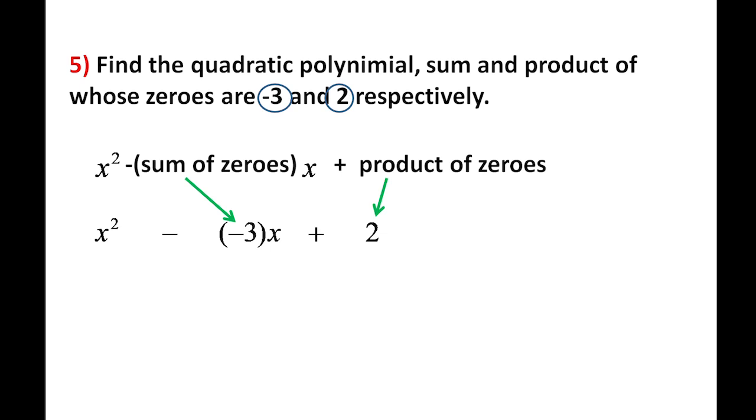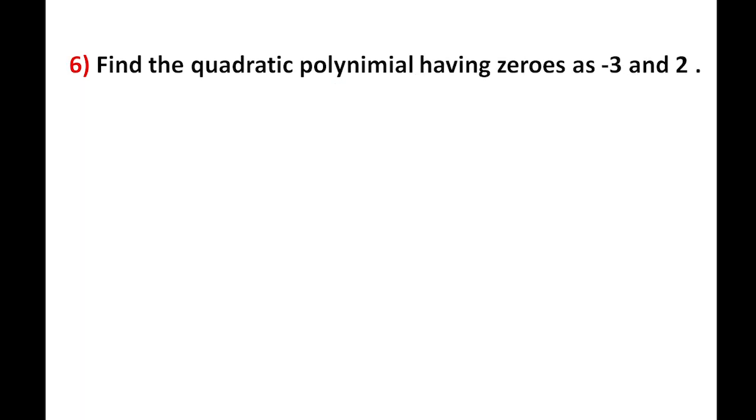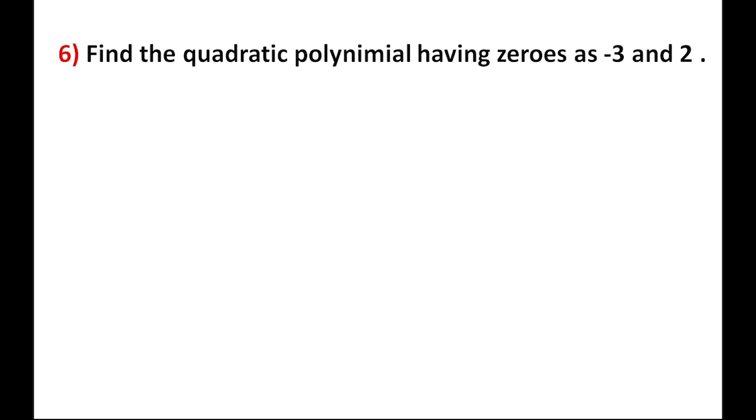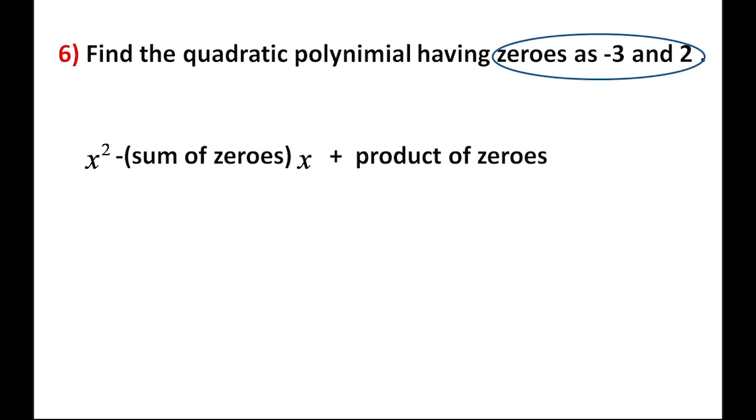That's why I told we must put the negative 3 in bracket. Next one. Find the quadratic polynomial whose zeros are minus 3 and 2. So our general form is x square minus sum of zeros into x plus product. So zeros are minus 3 and 2. So we can easily find the sum and product, right?